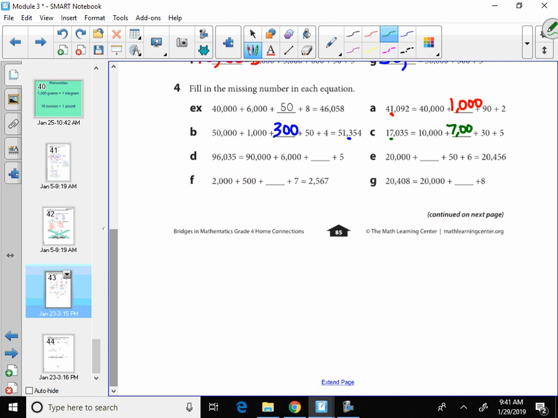Letter D, what's missing is the 3 in the tens place. Letter E, the 4 in the hundreds place. Letter F, the 6 in the tens place is missing. And finally, the last one, I see that the 4 in the hundreds place is missing. So again, expanded form is when it's stretched out. Standard form is the normal way we write a number.